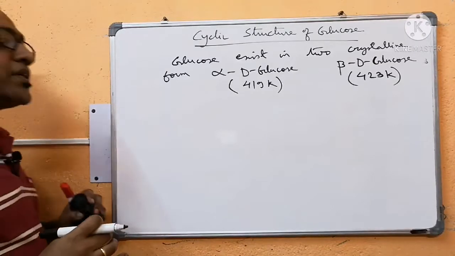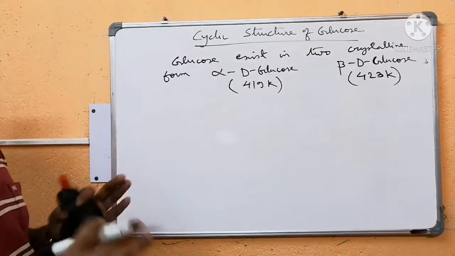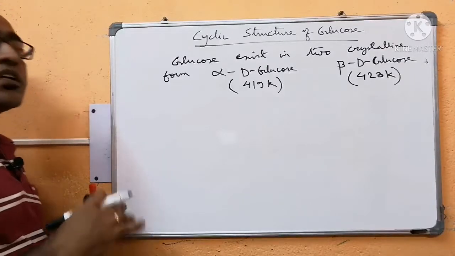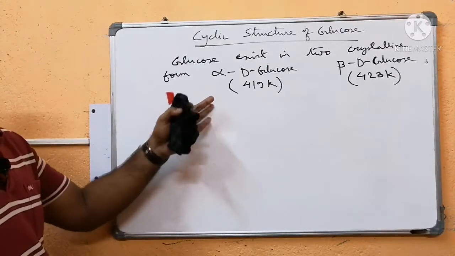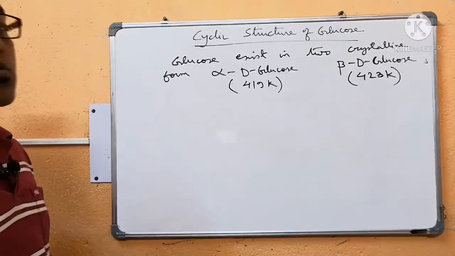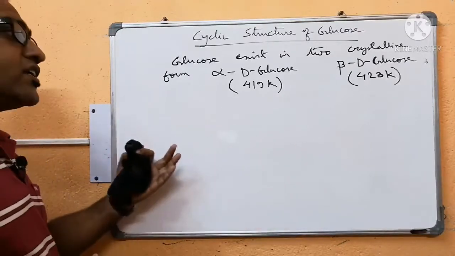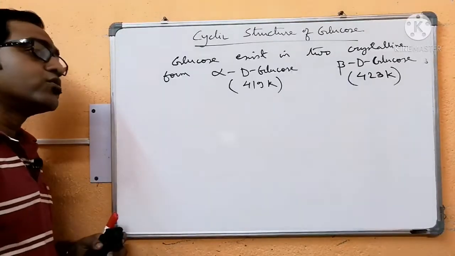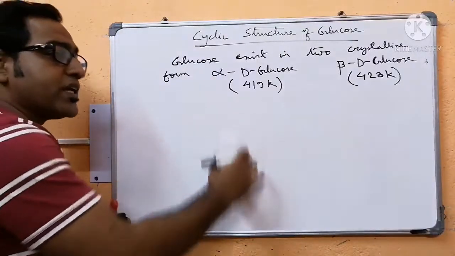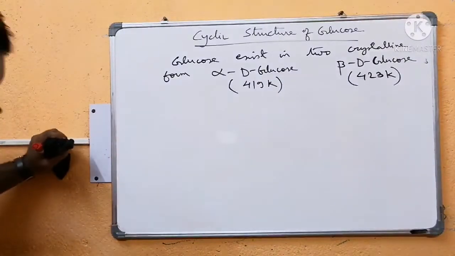Now, it has been observed that the two forms of glucose are interconvertible in aqueous solution. So, if you have alpha D glucose, it will be converted into beta D glucose, or if you have pure beta D glucose, it will be converted into alpha D glucose through an open chain system. So first of all, we will draw the open chain structure and then the cyclic structure.